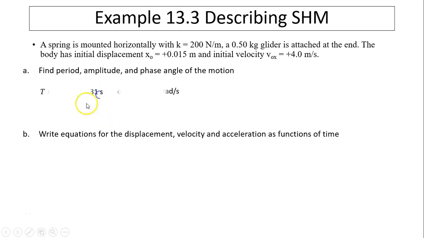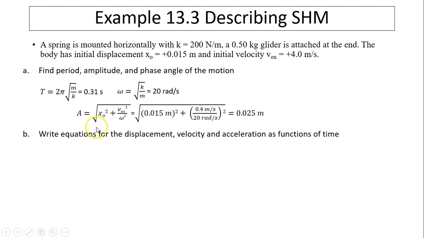Well, for the period, remember the equation: period equals 2 pi square root of m over k. Plug everything in, m is 0.5, k is 200, we have 0.31 seconds. Omega, on the other hand, is the square root of k over m, so omega is 20 radians per second. The amplitude A equals the square root of x naught squared plus v naught x squared divided by omega squared. Plug everything in, we have 0.025 meters. And the phase angle is inverse tan, which gives us negative 0.93 radian.